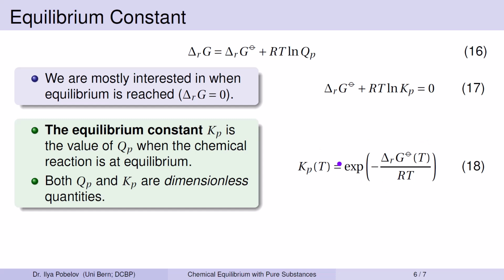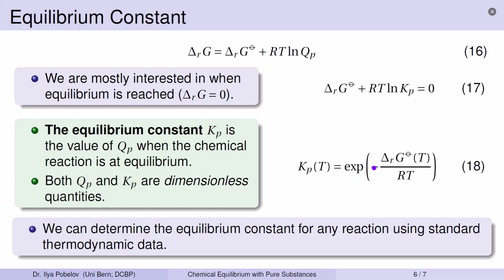This equation is fundamental for chemical equilibria. With it, we can determine the equilibrium constant for any reaction using standard thermodynamic data. This allows us to predict the equilibrium composition of any reaction mixture, which is a crucial aspect for anyone working with chemical substances.